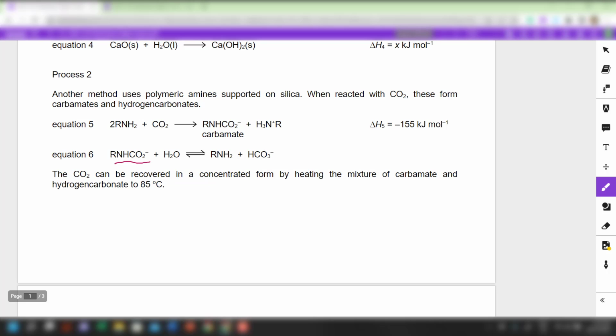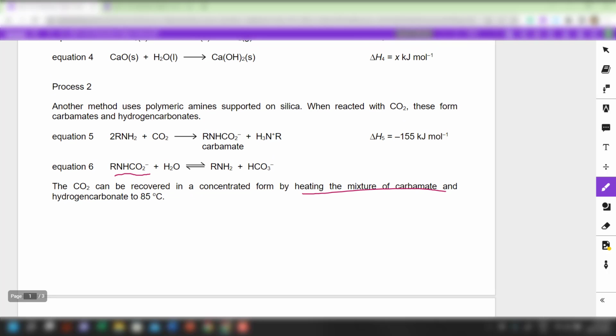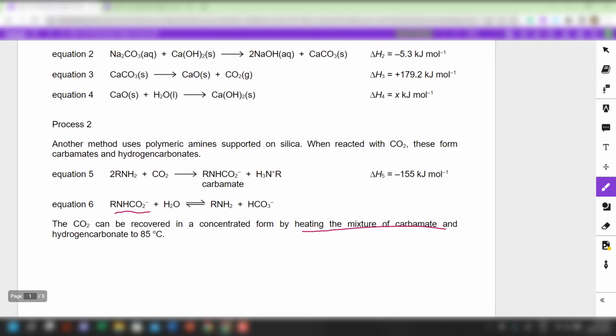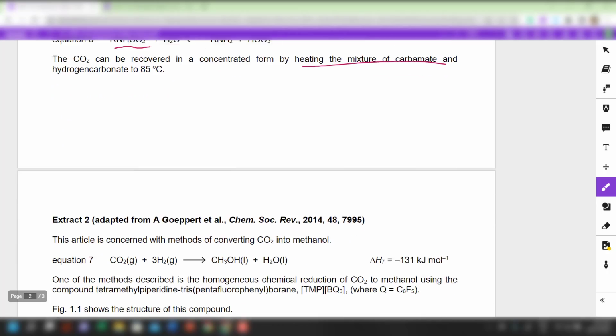Then it was mentioned that CO2 can be recovered in concentrated form by heating the mixture of carbamate and hydrogen carbonate to 85 degrees Celsius. Apologies that sometimes I will call hydrogen carbonate bicarbonate, because that is the common name.